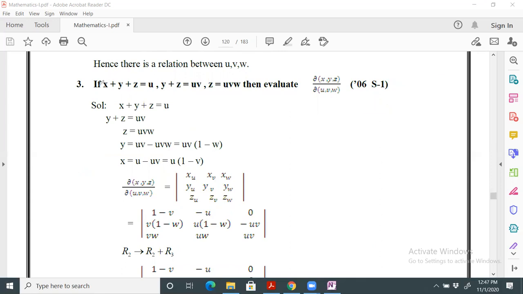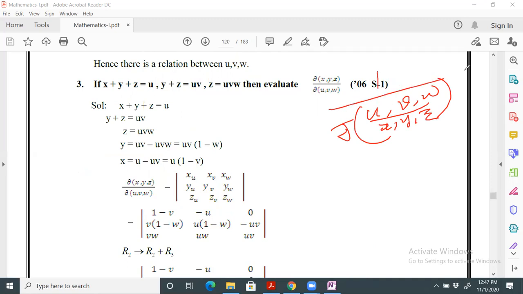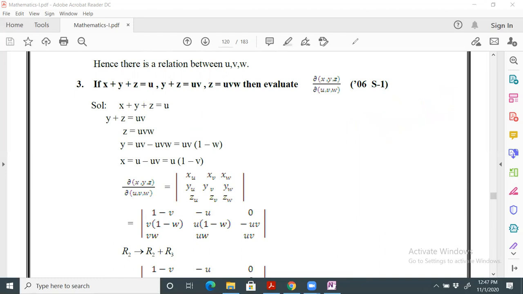what we discussed. If u, v, w are given in terms of x, y, z, they ask for the Jacobian with respect to x, y, z. If u, v, w functions are given in terms of x, y, z and they ask for Jacobian of xyz with respect to uvw, then what I mentioned, find this value, and 1 by this value is Jacobian of xyz with respect to uvw. That's the case.